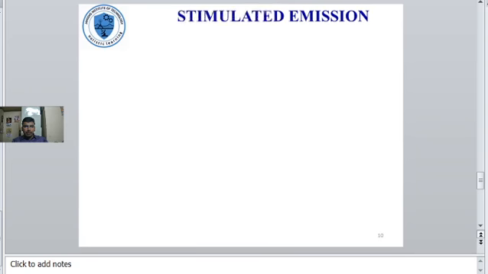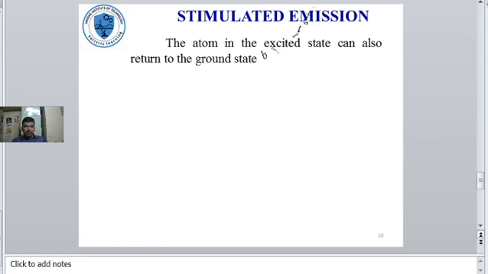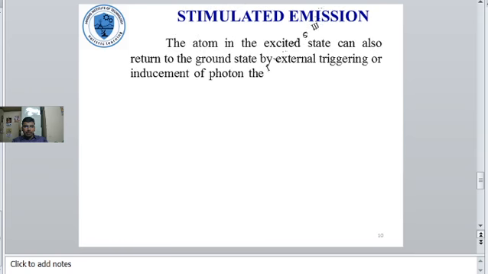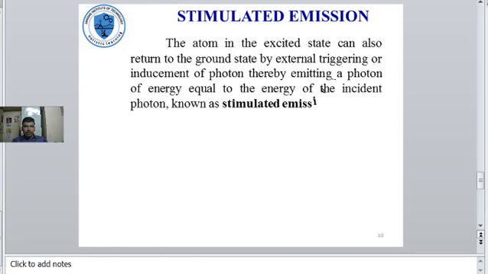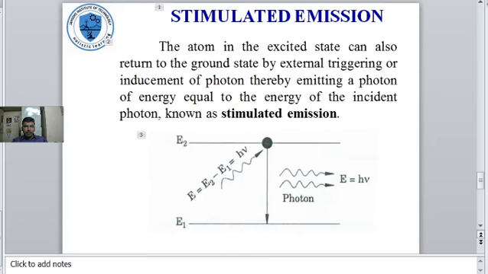Next we will see stimulated emission. The atom in the excited state can also return to the ground state by external triggering or inducement of a photon, thereby emitting a photon of energy equal to the energy of the incident photon, known as stimulated emission.